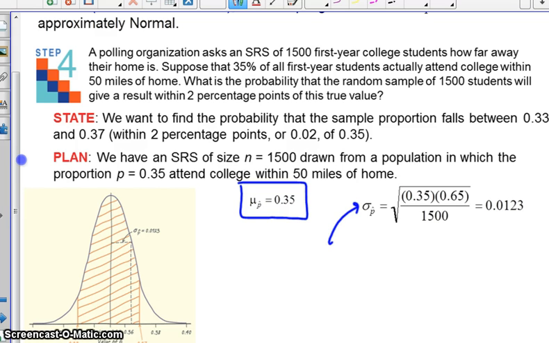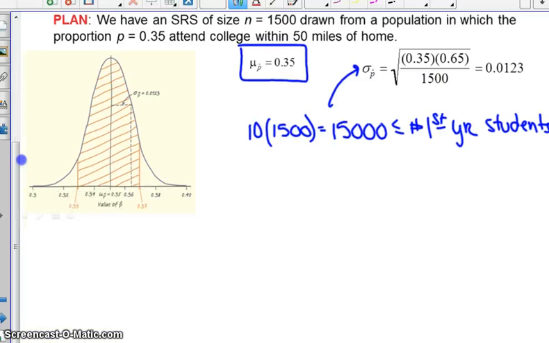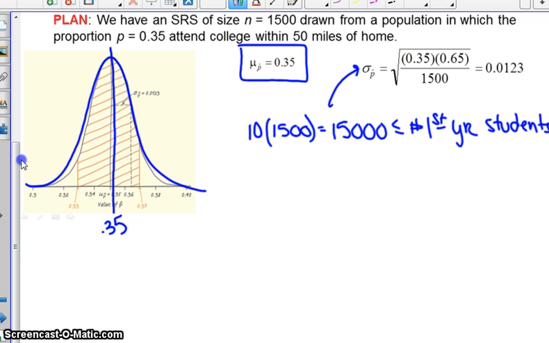Now, to calculate standard deviation, what I need to do first is make sure that the 10% condition holds, which it does, because I'm going to make the assumption that there's more than 15,000 first-year college students. Now, the other thing that we've been getting kind of lazy with sometimes is we need to draw some type of diagram. There's 0.35. That's the mean of my sampling distribution. I'm saying this is my sampling distribution right here. What's the probability we fall between 0.33 and 0.37? So we'll find that area.